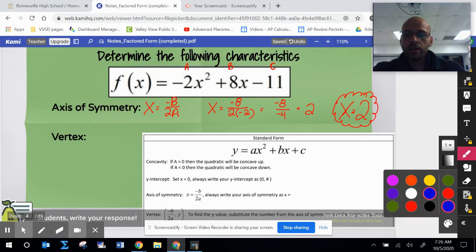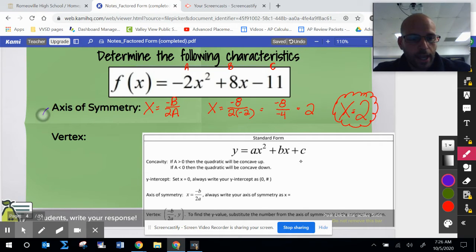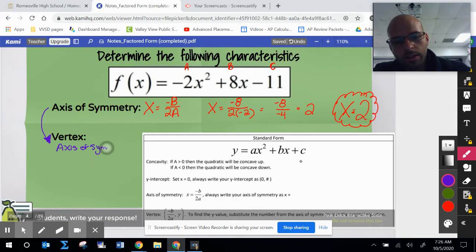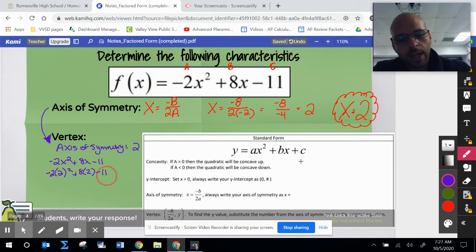All right, now let's go to the vertex. So for the vertex, you must find the axis of symmetry first. So if I ever give you something in standard form and I ask for the vertex, the first step is to find the axis of symmetry. So I'm going to write that here. We know the axis of symmetry is at 2. So now what I'm going to do is I'm going to substitute that 2 into my function. So I'm going to write my function down real quick. And I'm going to take 2, and everywhere there's an x, I'm going to substitute in that value.